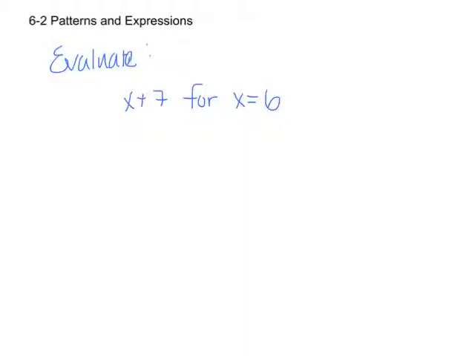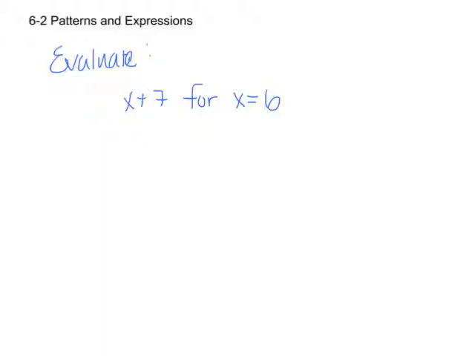Lesson 6-2 is patterns and expressions. We are starting to look at a pattern when we look at our tables, but now we can start evaluating expressions. An expression, as you remember, is a mathematical sentence that has a variable, an operation, as well as a number. So here is our x plus 7, our algebraic expression.